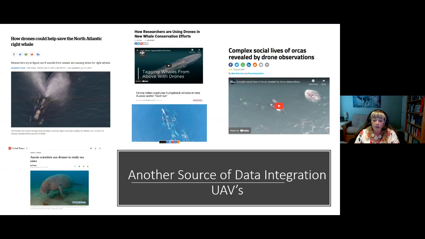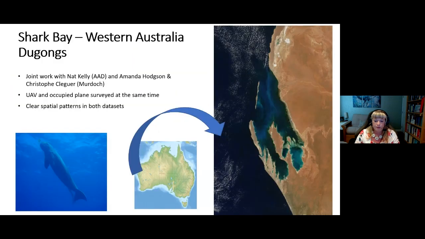Moving on, another candidate for data integration in density surface models is from UAVs. Just a quick Google search can show us the increasing prominence of UAVs in marine mammal research, as well as their various utilities in both research and conservation efforts. Here we present a case study to show how UAV data can be integrated into density surface models. This is joint work by Dave and Nat, Chris, and Amanda, our Australian collaborators, using some UAV and aerial survey data of dugongs in Shark Bay, Western Australia.